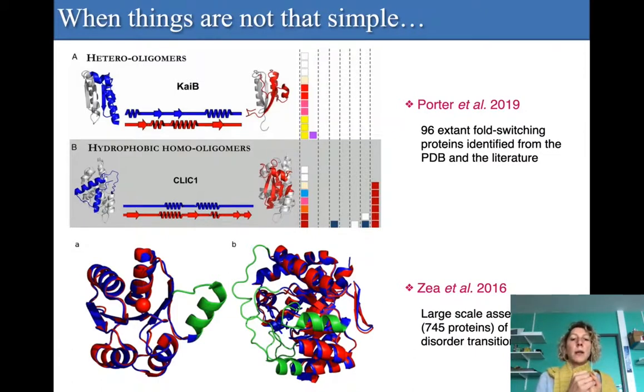So there is also a study that is worth mentioning in 2016, large-scale assessment of order to disorder transition. So that's also something very important, is that sometimes we have intrinsically disordered proteins and they just become ordered by interacting with some partners. So here the question is, what are you going to predict based on the sequence, right? Because it's very much context dependent.